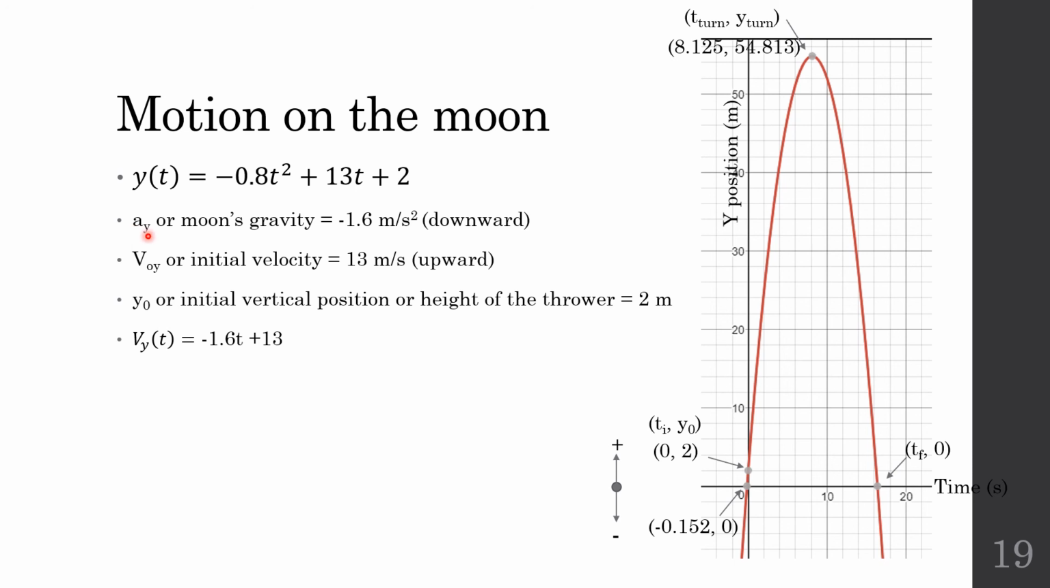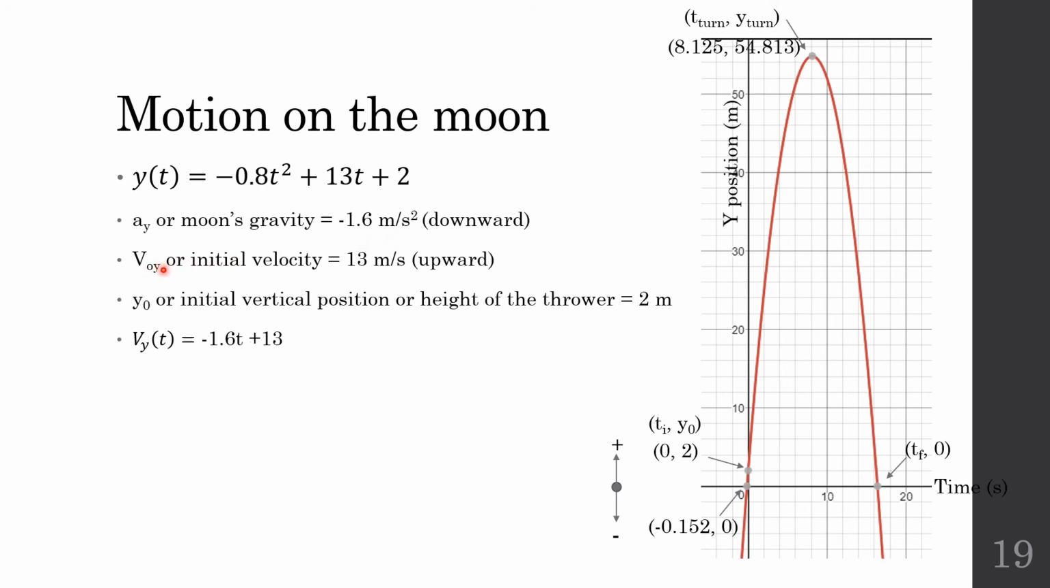Ay, or the moon's gravity, is equal to negative 1.6 meters per second squared. The way that I got that is I multiplied the negative 0.8 by 2. Remember that the coefficient in front of the t squared term is 1/2 a, right? So to get a by itself, I need to multiply this by 2. That gives me negative 1.6 meters per second squared.